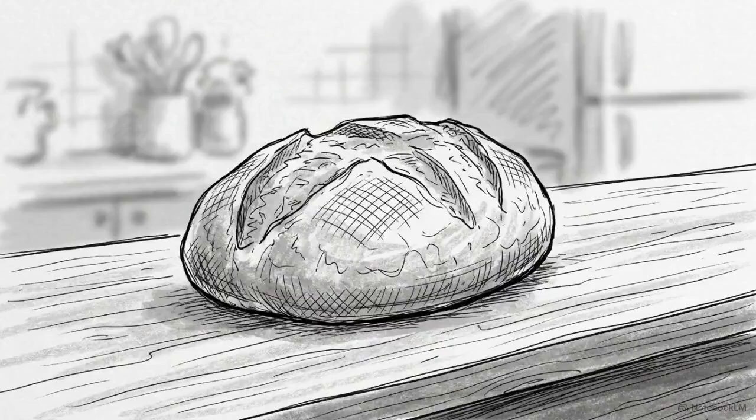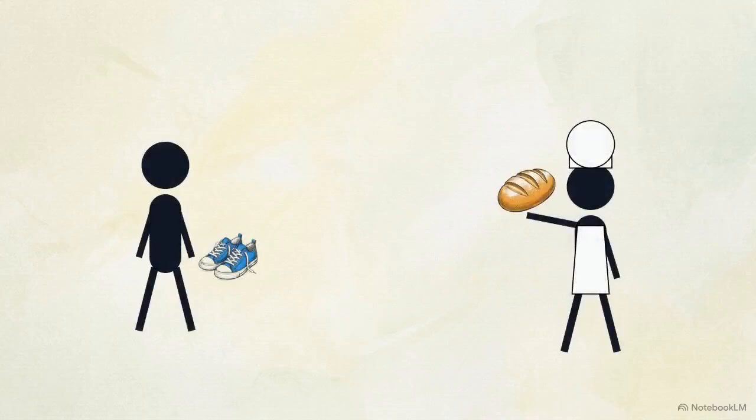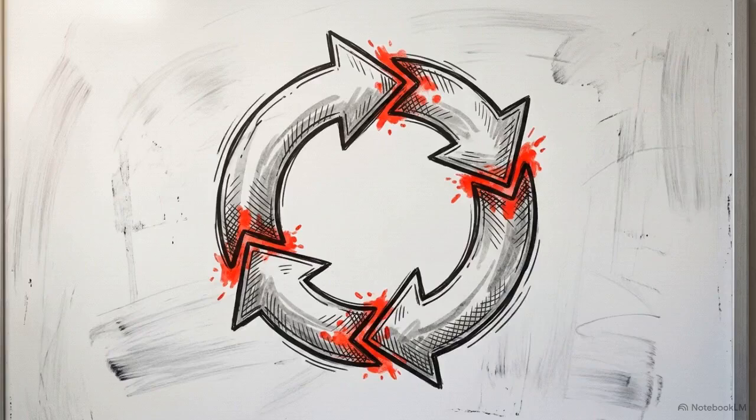Imagine you need a loaf of bread, but you don't have a single coin or card in your pocket. To get that bread, you have to find a baker who happens to want whatever you have to trade, perhaps a pair of shoes. This direct exchange of goods and services without money is the barter system.